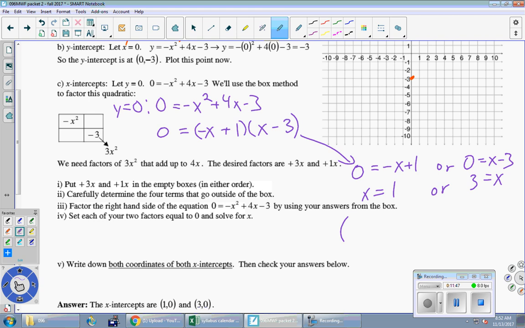And again, every point has 2 coordinates. So let's write them. In the first one, we figured out x was 1, but how much is y? It's 0. It's the first thing we did, right? Let y equal 0. So it's not 1, 3. It's not 3, 1. It's 1, 0 and 3, 0. Good? Go ahead and plot those 2 points. 1, 0, 3, 0.